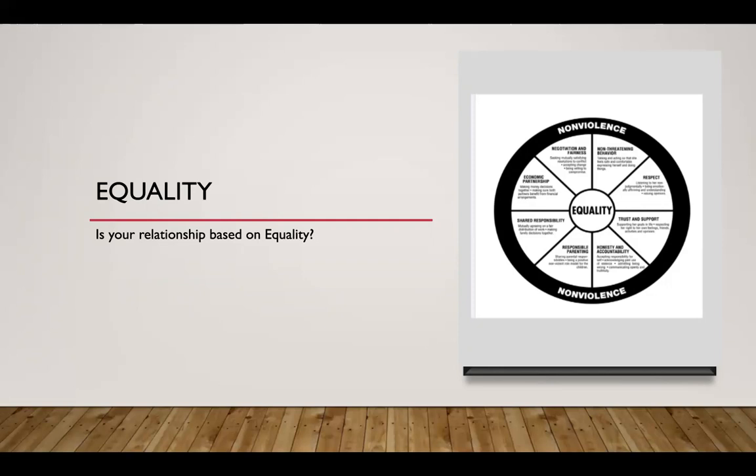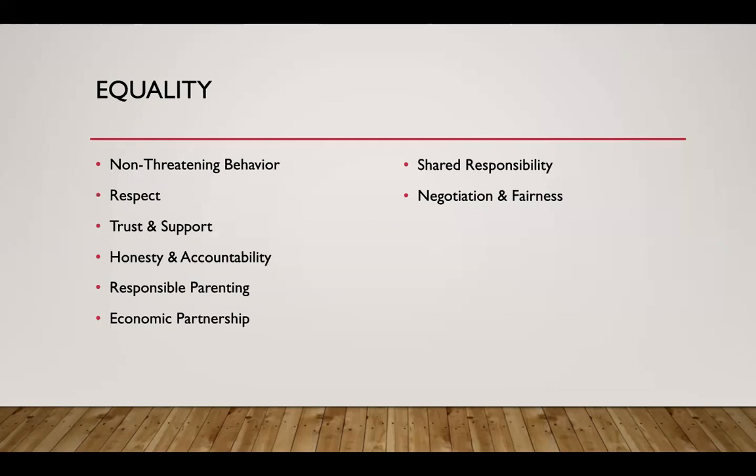And we're going to give you some spokes in the wheel so that you can have some clear indicators of a healthy relationship. In the equality wheel, there's not going to be a perfect relationship because everyone gets upset and angry. But there are actually some good, healthy ways to communicate and resolve those underlying issues that you may be having without being abusive. So we want to look for some healthy indicators of what a good relationship looks like. And in that equality wheel, we're going to look at some great relationship goals, such as non-threatening behavior, respect, trust and support, honesty and accountability, responsible parenting, economic partnership, shared responsibility, negotiation, and fairness.